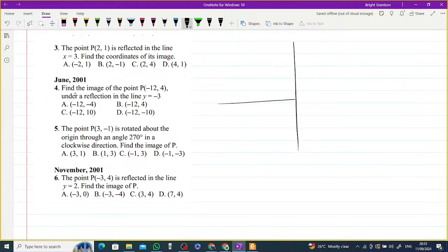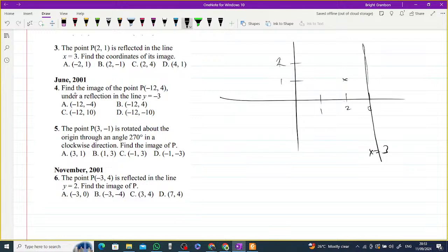So if maybe this is our x-axis, and this is the line x equals 3. So x equals 1, x equals 2, x equals 3. This is the line, and we have the point 2, 1. So 2 on x, 1 on y. It's reflected on this line. What will be the image?